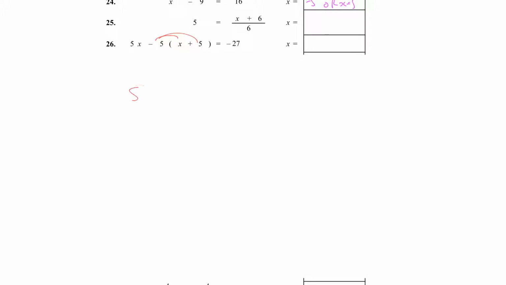So our equation now is 5x from this 5x that we've got. Minus 5 times x gives us minus 5x. And minus 5 times positive 5 gives you minus 25. Still equals minus 27. Well, minus 5 or 5x and minus 5x, they're like terms. So 5x minus 5x is 0. So we've got minus 25 equals minus 27.